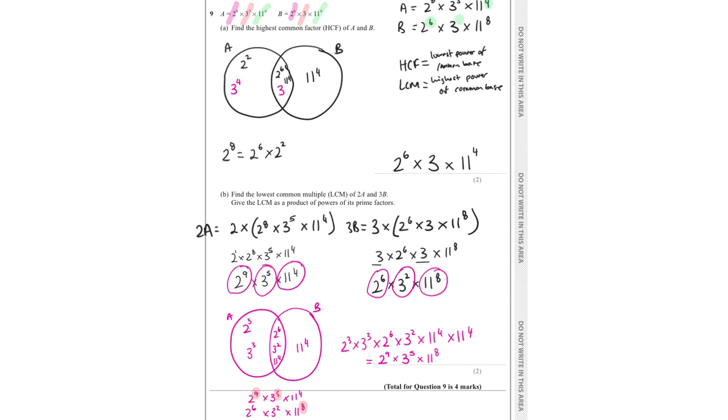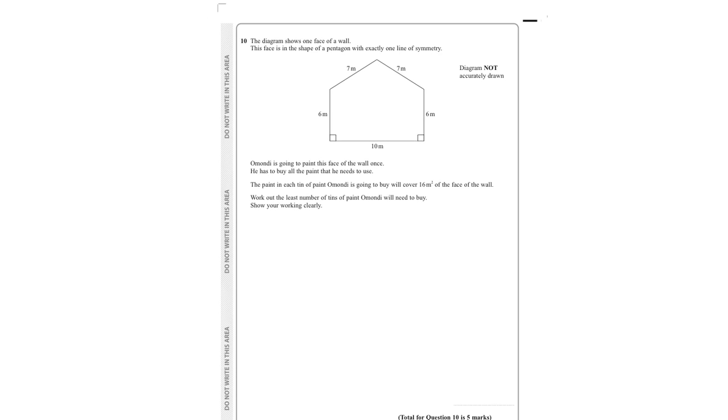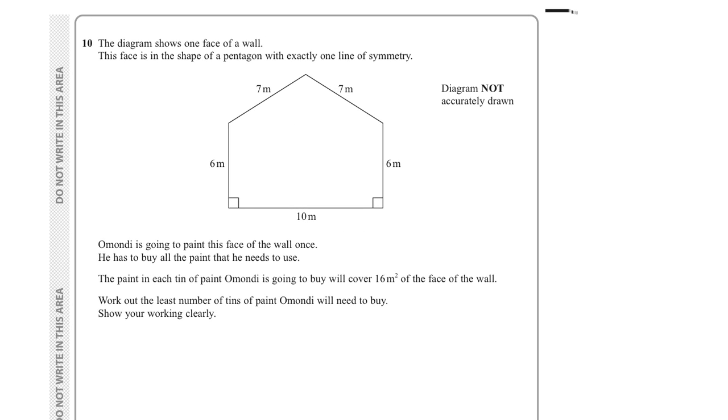4-mark question. Question 10. Now, question 10 is a 5-mark question. This question says, show your working clearly. And in the mark scheme, they're quite crucial about what needs to be shown. Also, this is the last question of the foundation paper. So we are still on foundation, technically. Okay? This is the crossover between foundation and higher. So let's read the question and let's see how we're going to lay everything out.